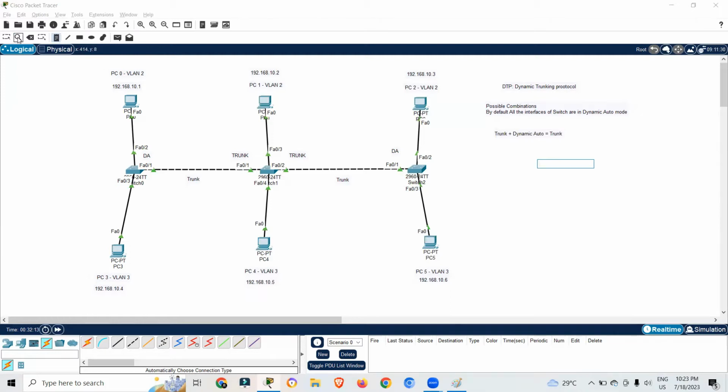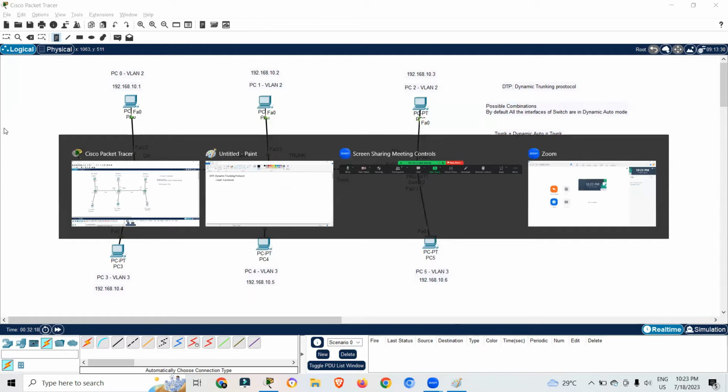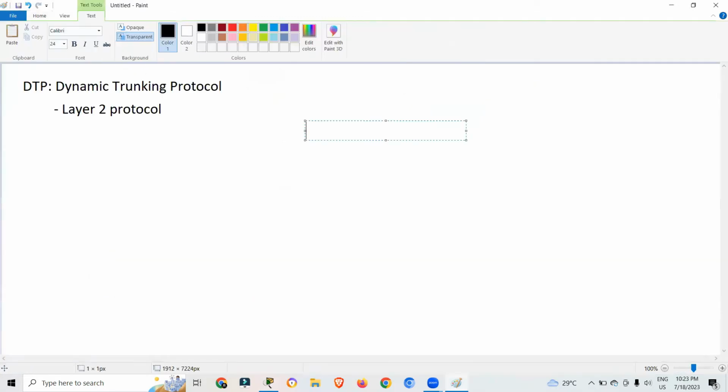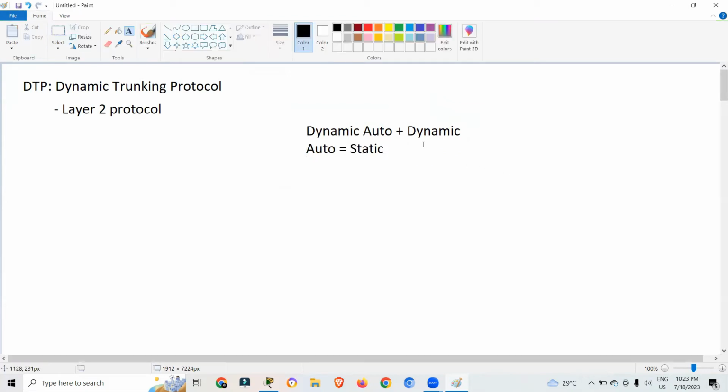We have some possible combinations, so you can note them down. Let me note down here that dynamic auto plus dynamic auto will be equal to what? Static. So these are some possible combinations. I will note down all these combinations here. I will make a table here. What is the meaning of operational mode?